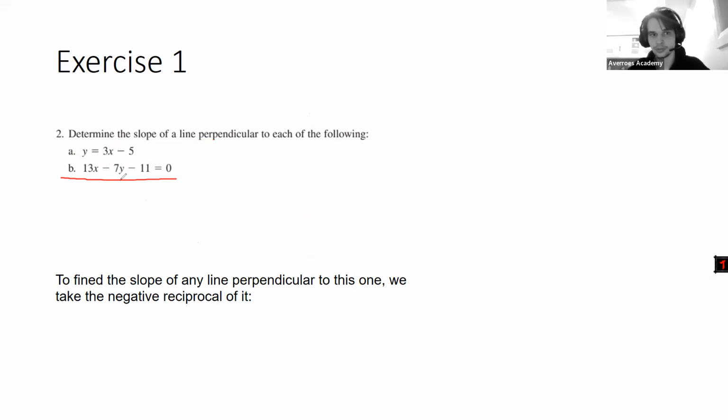And let's take a look at the second example. Here, first of all, we would represent this equation for y, right? We're gonna move everything that contains no y to the right. It would be -13x plus 11, right? Divided by -7. We can get rid of this minus by simply changing the signs, or the other way.